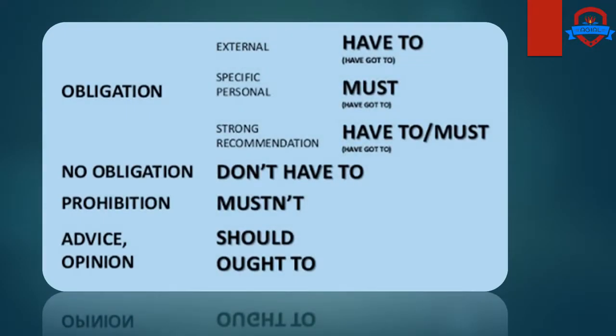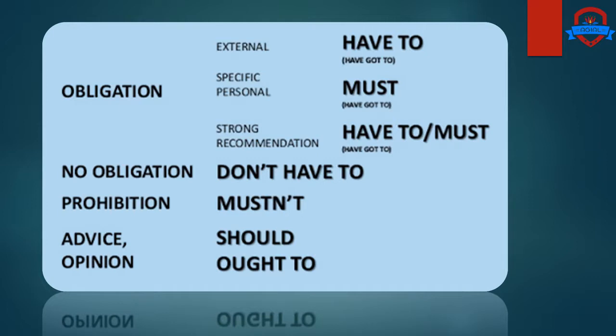Let's move to the next point. How to advise, or how to tell someone that an action is obligatory or not allowed in different ways. For example, if you are talking about a law or an external obligation, you can use have to. You have to follow the rules. If it's a personal obligation, you can use must. You must obey your parents.